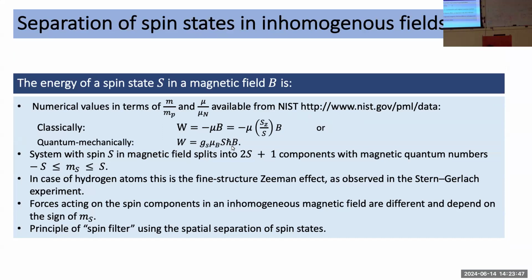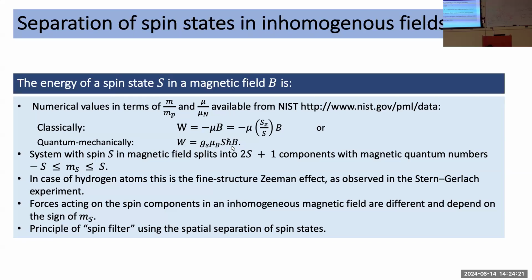So in the case of hydrogen atoms, this is called Zeeman effect, as observed in the Stern-Gerlach experiment. And the forces acting on the spin components in an inhomogeneous field are different, and they, of course, depend on the sign of this m_s. So therefore, this idea of spatial separation of spin states is actually an ideal spin filter for particles. So you can actually use this principle to nuclear polarize a beam of atoms.